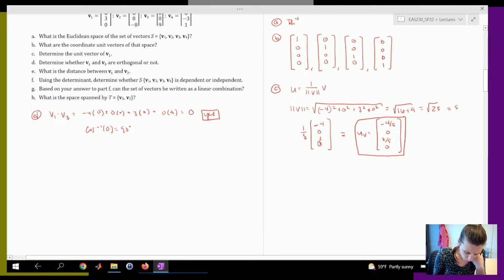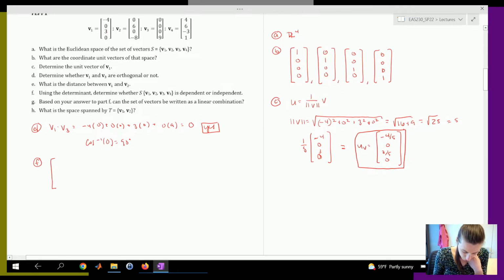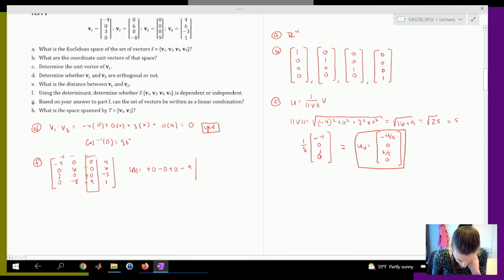Next one, using the determinant, determine whether the set of vectors is dependent or independent. We just plug all of our vectors into a matrix. When we do that, you'll notice that we end up with one column that has mostly zeros. Notice this is a 4x4. I need to use cofactor expansion. I can do it with this row here. So it's going to be plus, minus, plus, minus. So I have plus 0, minus 0, plus 0, minus 9 times my remaining elements: negative 4, 0, 3 from the first row, 0, 6, 0 from the second, and 4, 6, negative 3 from the third. You can do that third one however you want.